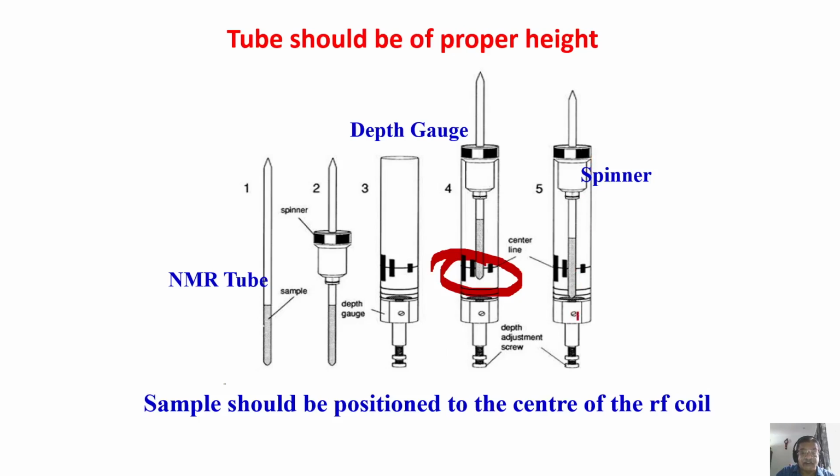You have to adjust the height of the spinner so that the NMR tube is properly positioned. Take it out, put it in the magnet along with the spinner, then you'll get a very good spectrum only after making sure it is properly positioned. That is very important.